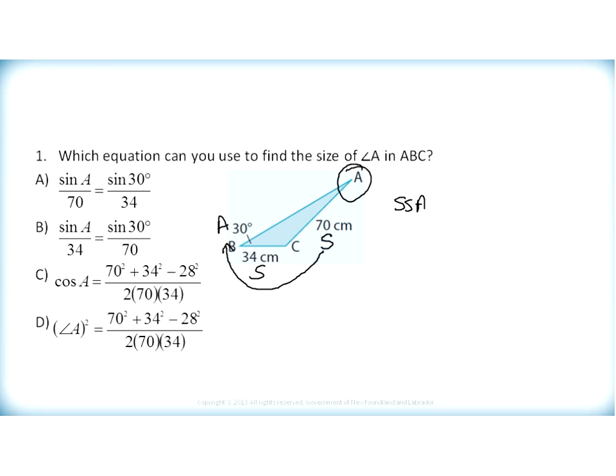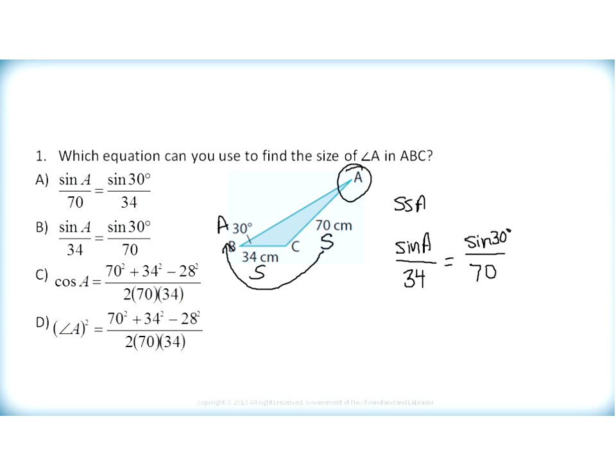So in other words, what I'm going to do is set up my sine law to find angle A. So to do that, I have sine of my angle, which I don't know, divided by the opposite side, which is 34, is equal to the sine of 30 degrees, which I know, divided by its opposite side, which is 70.